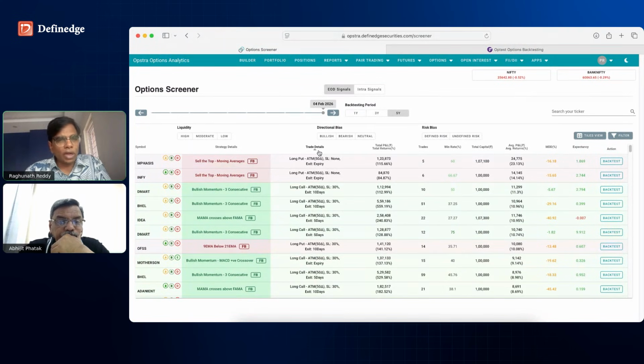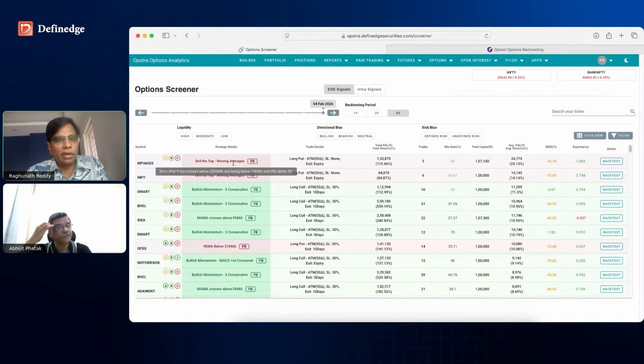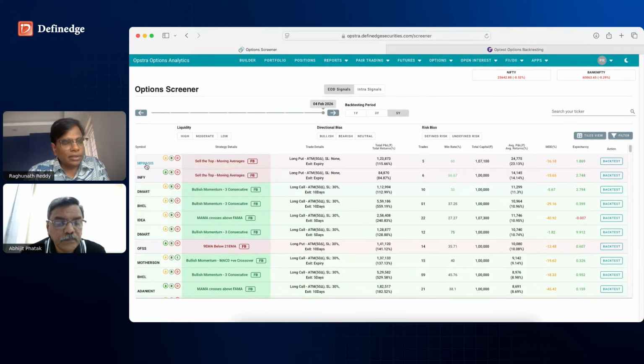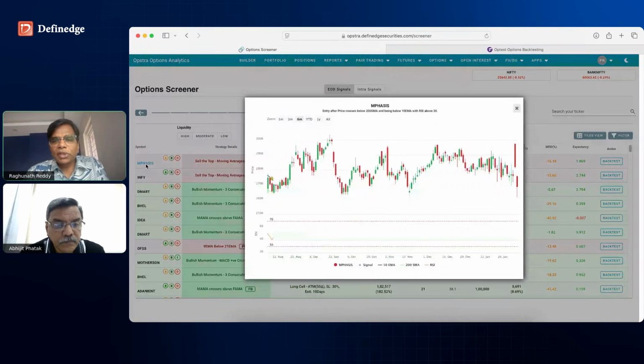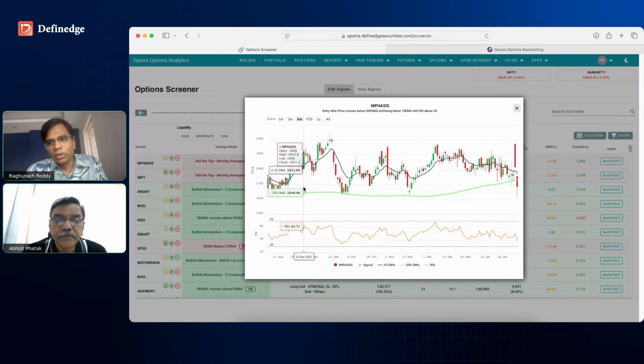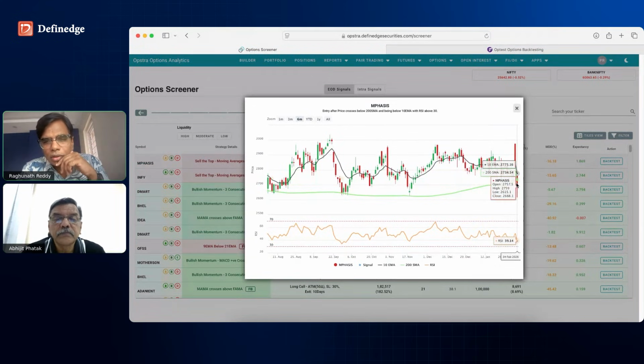So now let's discuss some of these results to understand a little bit more. Here we have an example, sell the top and moving average. If you hover on it, it will tell you the condition for entering this trade, for this signal. If you click on it, we actually show the chart for that. Not yesterday, but on 4th February it qualified for this signal, and therefore we are entering the trade today. This is the EOD based signal, and here you can see the condition also.